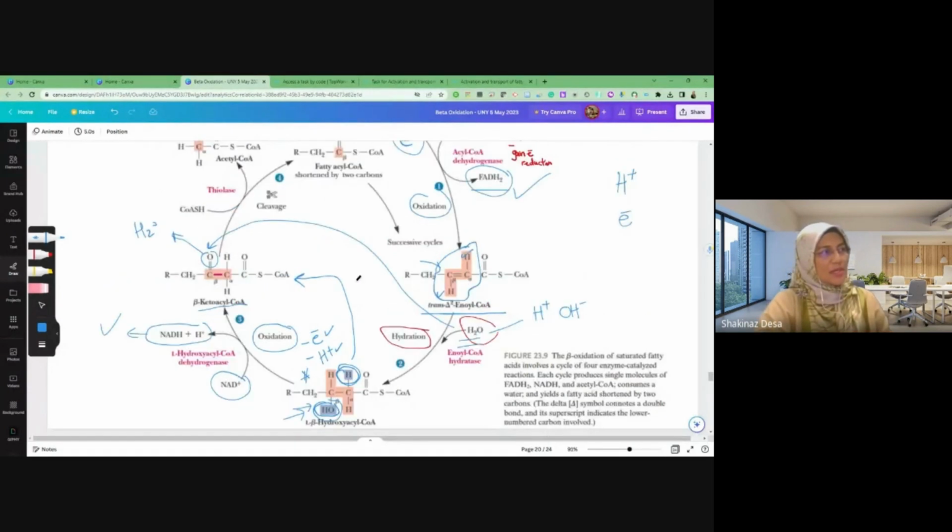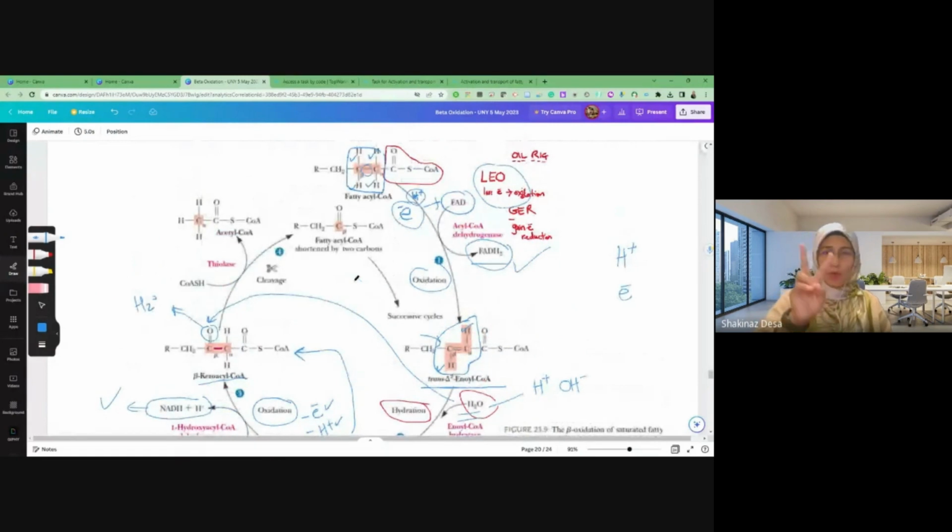So what's next? Now that we already have two, we have FADH2, we have NADH. The next one is cleavage, or the process of thiolysis, T-H-I-O, thiolysis. Thiolysis is where we are going to cut it, cleave this beta ketoacyl-CoA. Before we do that, we're going to cut it to carbon.